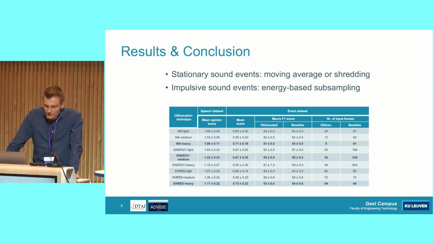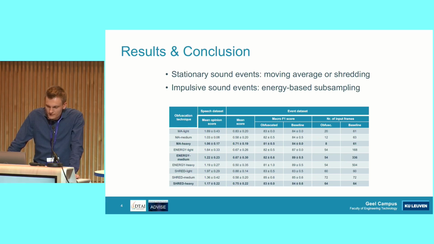If we look at the table at the bottom, we can see different kinds of scores. The first one, the mean opinion score, ranges from 1 to 3, with lower being better, and was used in the speech intelligibility experiment. Next to that, we have the mean score, which was used for the humans to label the events. The higher the better, and it ranges from 0 to 1. Then we have the macro-average score of the deep learning-based models.